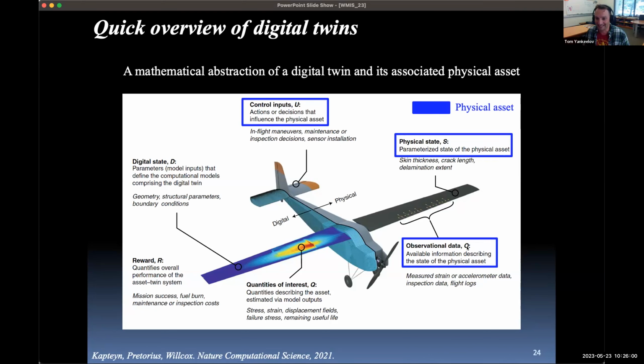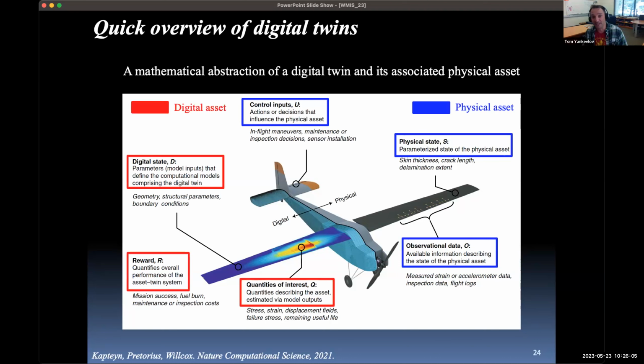These are all the things that exist, at least in some sense, in the physical world. Then there's the digital manifestations of those things, the digital asset. There's your digital state. These are the parameters that define the computational model, so things like the geometry, the boundary conditions, and so forth.